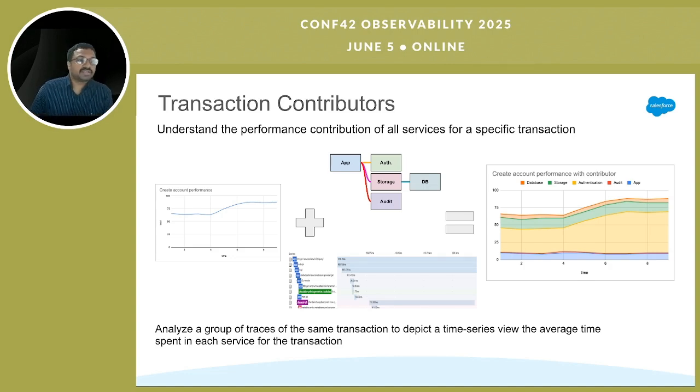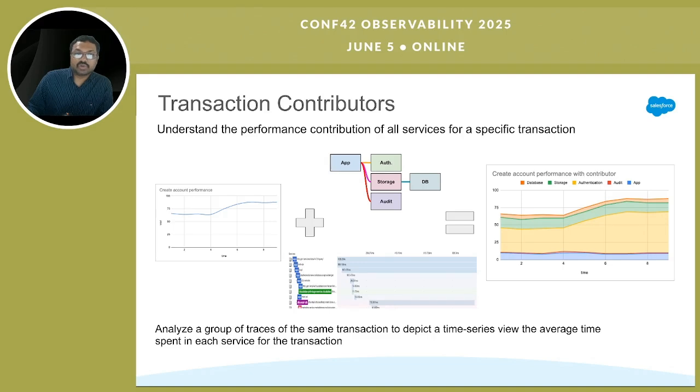For example, consider this case wherein you're doing a create account transaction. You can see that with a metric, generally it takes around 85 milliseconds for this operation to complete. But you don't know exactly where it's spending most of its time. Through tracing, that particular flow has different services involved like app or storage or attendee. But you don't know exactly where the time is being spent.